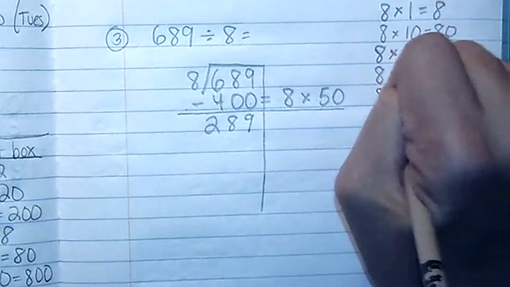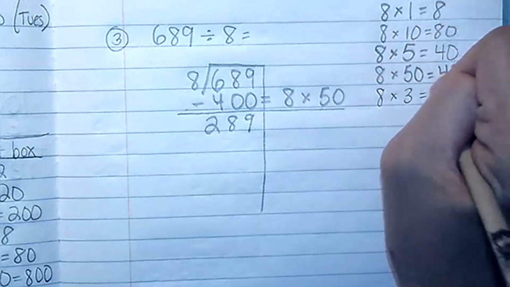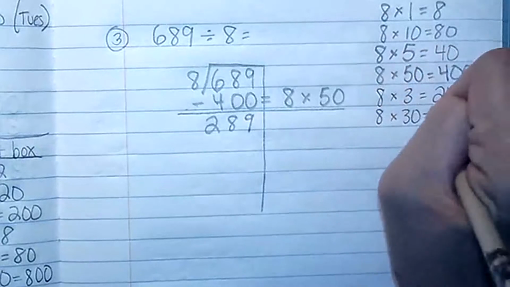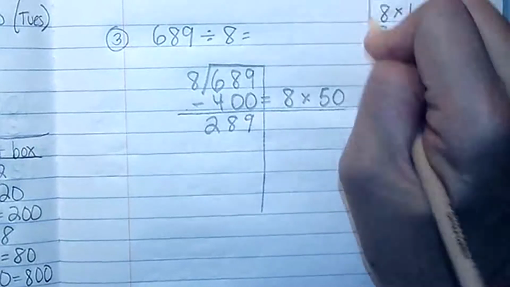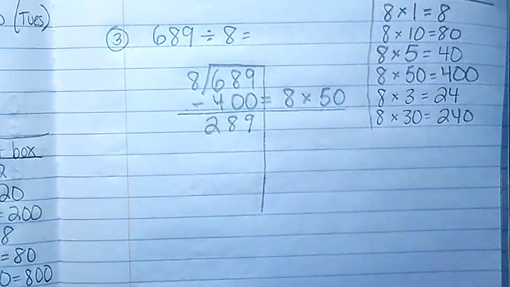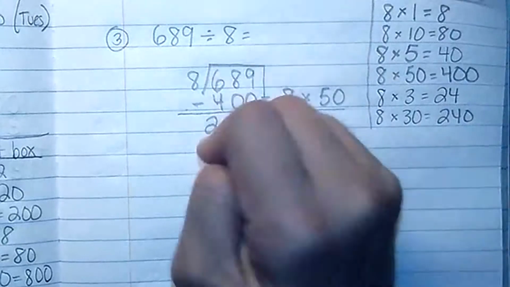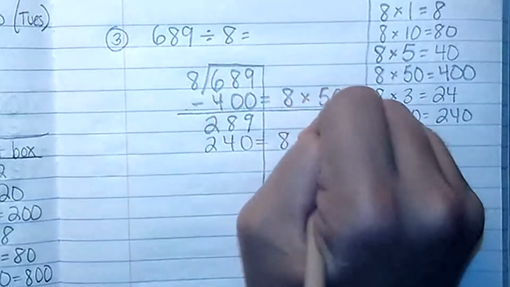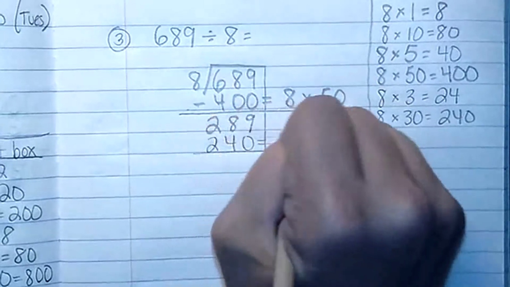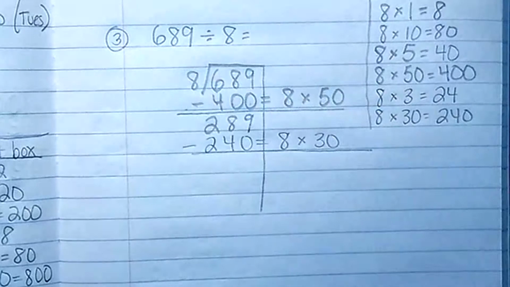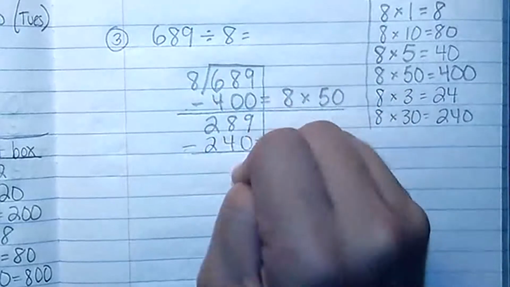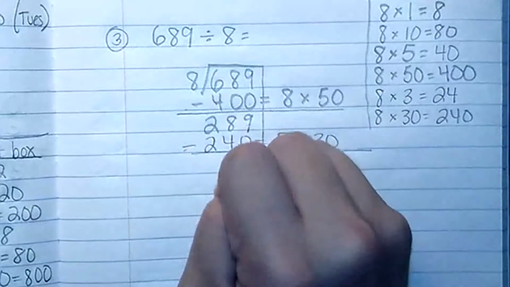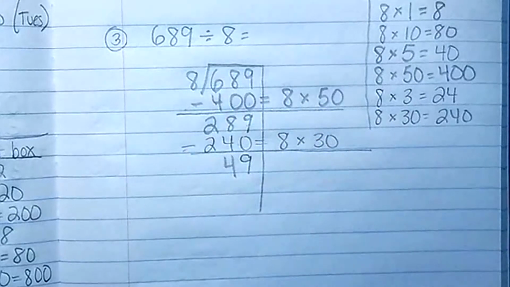What if I added 8 times 3? 8 times 3 is 24. So then 8 times 30 would be 240. Well, that would work. Let's add that in there. Remember, you can always add more easy facts. 240 equals 8 times 30. I'm going to make my line across and I'm going to subtract. What is 9 minus 0? 9. What is 8 minus 4? 4. I have 49 left.